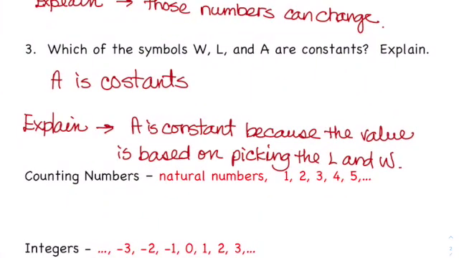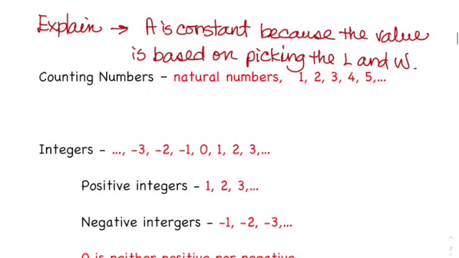Counting numbers are natural numbers. Just think about the natural numbers from when you were a little baby. When your mom and dad start counting your fingers and toes, they always start with 1. So that's where you start counting your numbers: 1, 2, 3, 4, 5, and it goes on. And the integers are whatever the number, those dot dot dot mean that it goes on and on.